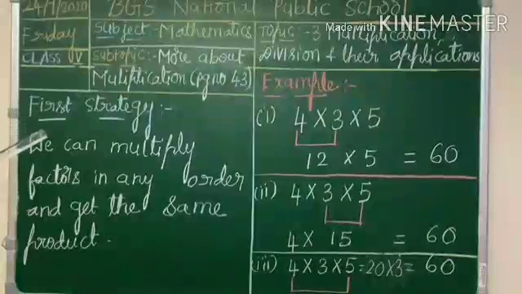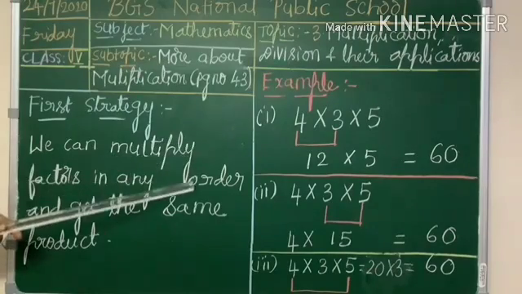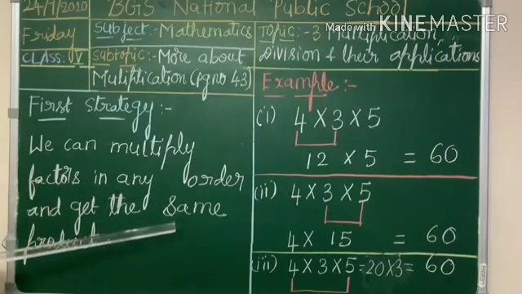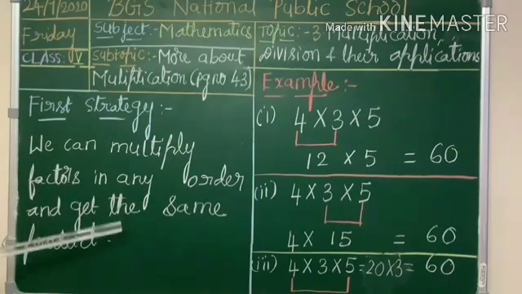Now we are going to learn about the first strategy. What is the first strategy? We can multiply factors in any order and get the same product. This type of property we have learned in the previous session in the properties of multiplication, right? Multiplying the numbers in any order and getting the same product.